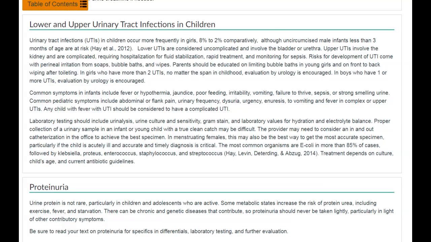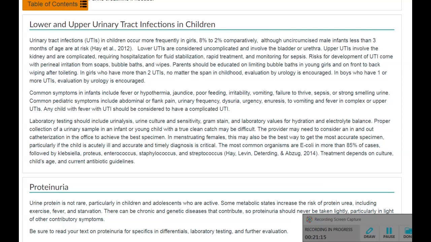Risks for development of UTI come with perineal irritation from soaps, bubble baths, and wipes. Parents should be educated on limiting bubble baths in young girls and on front-to-back wiping after toileting. In girls who have more than 2 UTIs, no matter the span in childhood, evaluation by urology is encouraged. In boys who have 1 or more UTIs, evaluation by urology is encouraged. So if girls have 2 UTIs, they should go to urology, but boys only need to have 1 to go to urology.